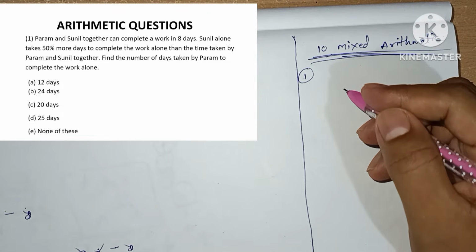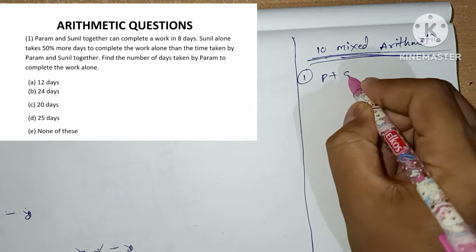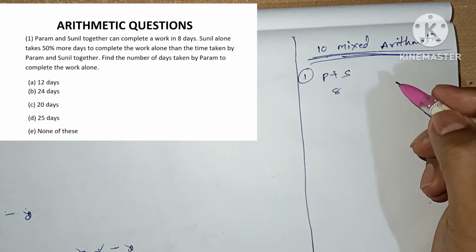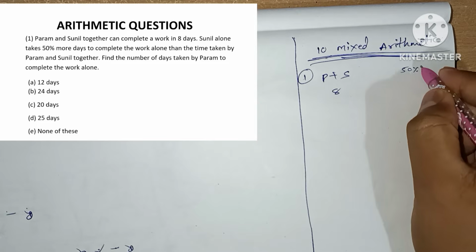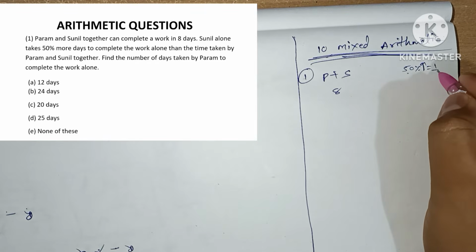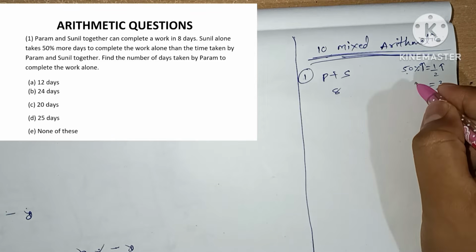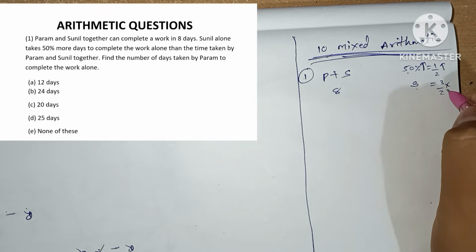Here, Param and Sunil together can complete a work in 8 days. Saying that Param and Sunil can complete the work in 8 days. Sunil alone can take 50% more days to complete the work than the time taken by Param and Sunil together. Saying that 50% more means 50% is 1 by 2, 1 by 2 more means 3 by 2. Talking about Sunil, Sunil is 3 by 2 of both Param and Sunil.